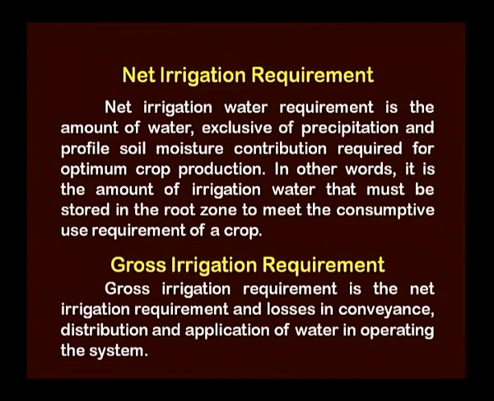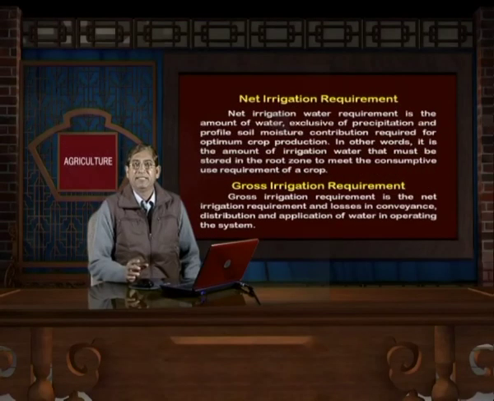Gross irrigation requirement. Gross irrigation requirement is the net irrigation requirement plus losses in conveyance, distribution and application of water in operating the system. Therefore, gross water is generally computed and the water is applied to the field as per gross water requirement, so that the net water availability will be there in the root zone depth and ultimately the plant will not suffer from paucity of water.